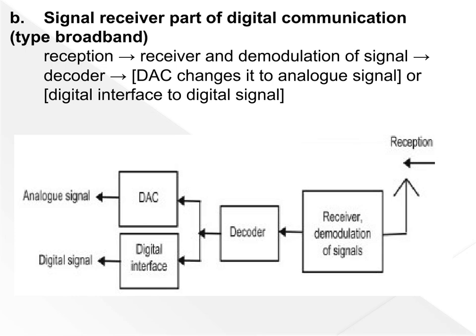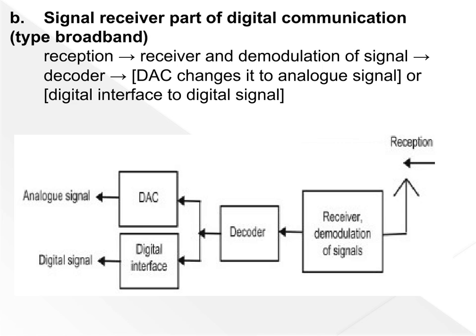Now, let's take a closer look at the signal receiver part of digital communication, specifically in the context of broadband systems. When a signal is transmitted, the receiver's first job is to capture that incoming signal through reception. Once received, the signal undergoes demodulation, which is essential for extracting the meaningful information from the carrier wave.